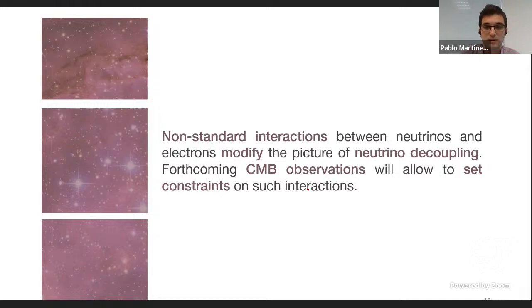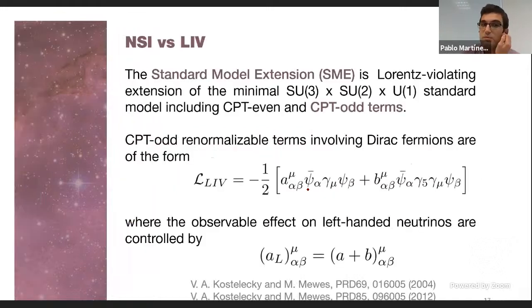And now I also wanted to just quickly talk about the interplay between non-standard interactions and Lorentz invariance violation in the framework of the standard model extension. So this is a Lorentz violating extension of the standard model, which keeps the symmetries of the standard model. And we are going to focus on CPT-odd renormalizable terms, like these ones here. And I'm just going to focus on a particular combination, which is here, because it's the one that's actually relevant for left-handed neutrinos. It's a combination of these parameters a and c, which I call a_L. From now on, I'm going to drop the L, just to keep the notation easier.